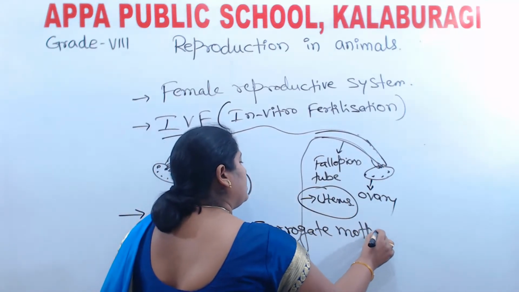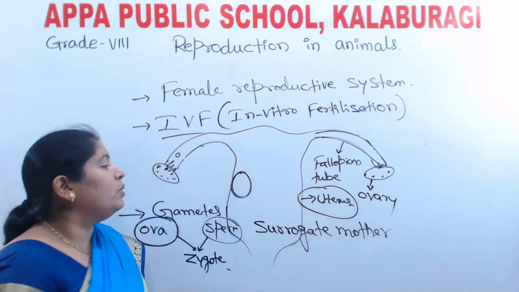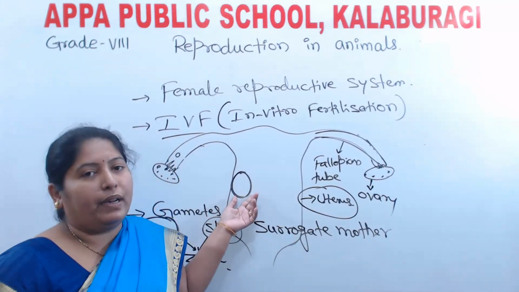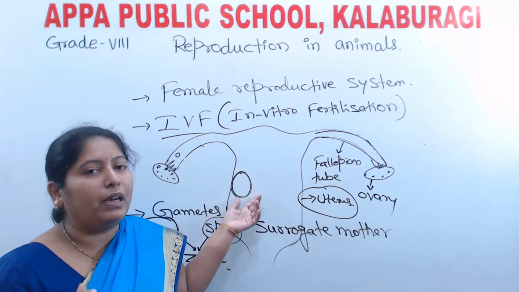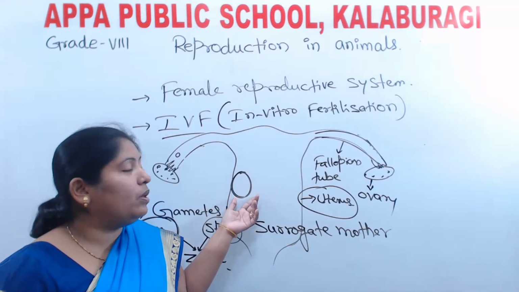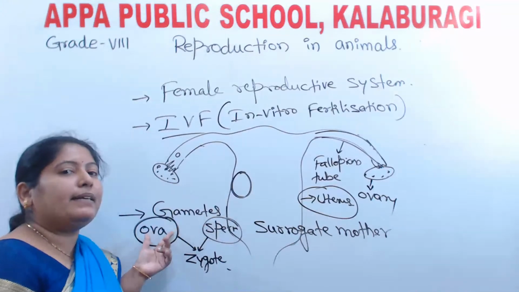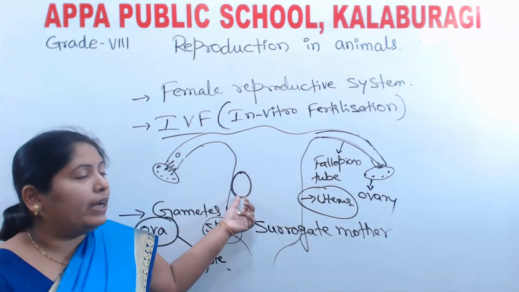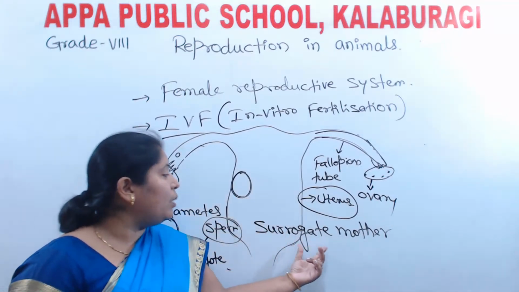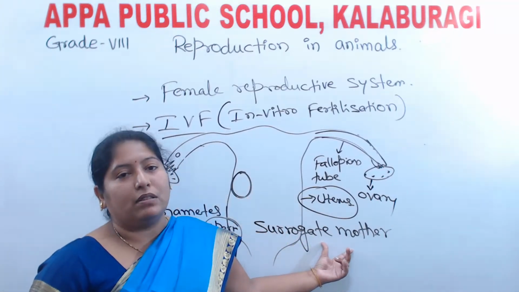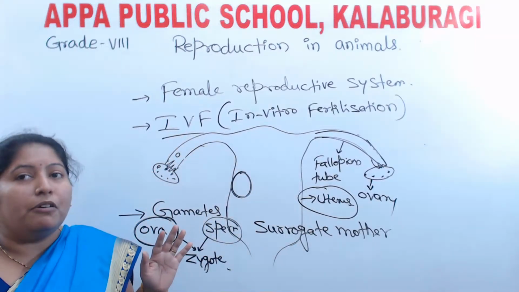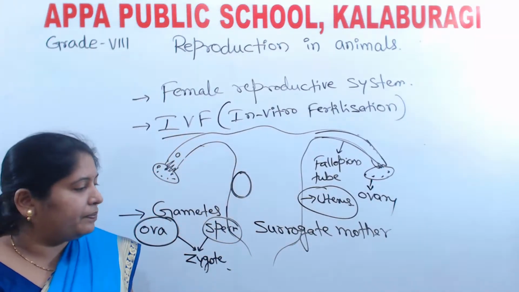That is nothing but a surrogate mother. We have to transplant that embryo into another female, into another female's uterus, so that she is going to give birth to these parents' baby. We are only transplanting the embryo into another female, who is now called a surrogate mother. Okay, so this is actually the IVF, in vitro fertilization process.